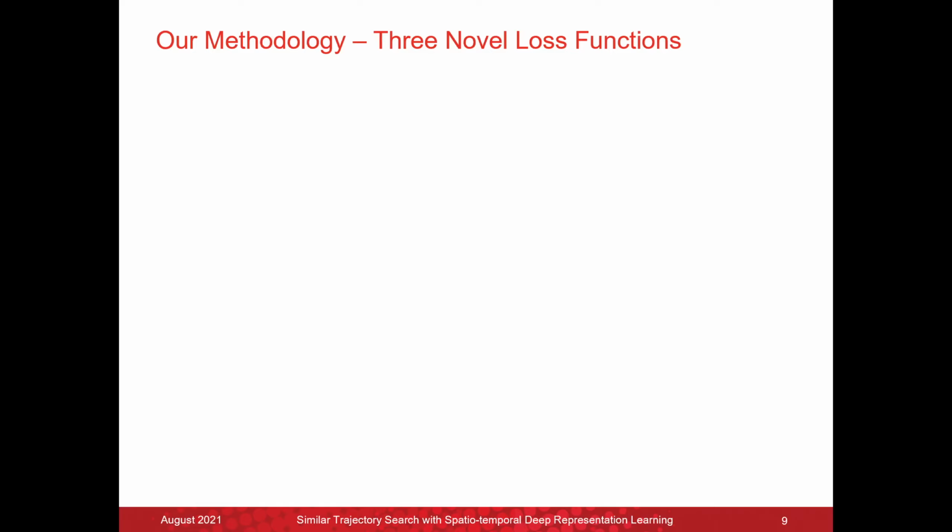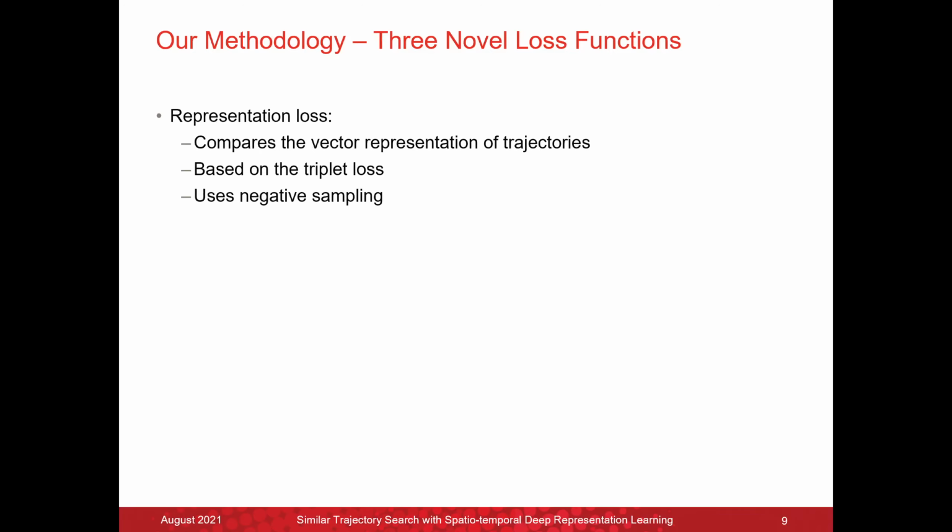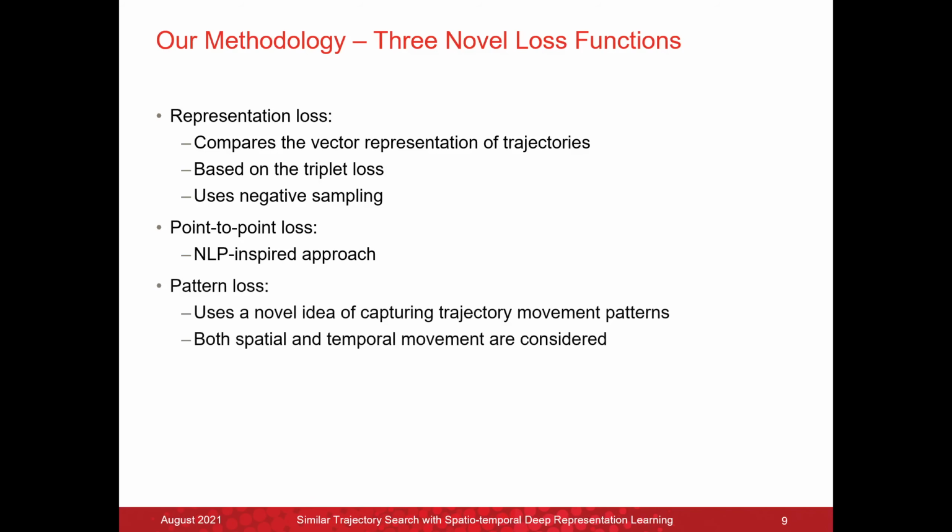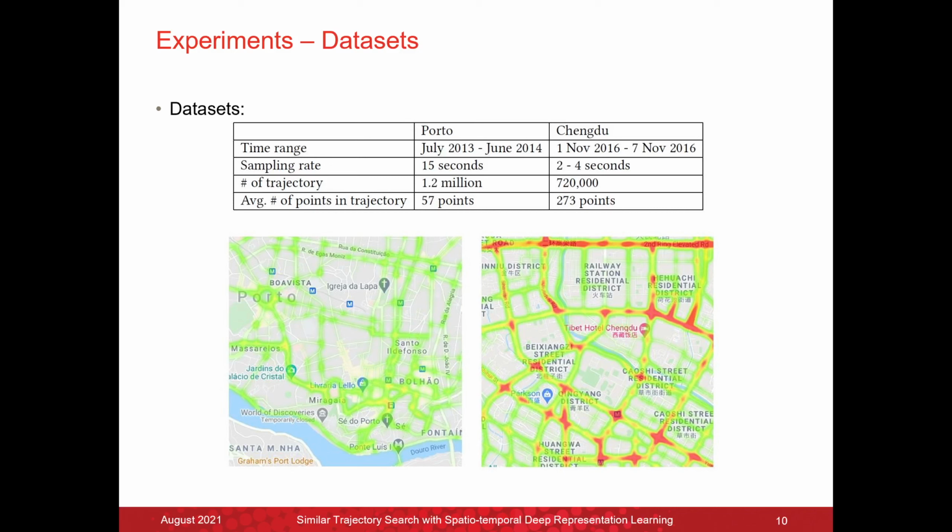To train the model, we use three loss functions. The first is the representation loss that compares the vector representation of the trajectories. This loss is based on the triplet loss and uses negative sampling. The second loss is the point-to-point loss, which is inspired by NLP. The third loss is the pattern loss, which uses a novel idea of capturing movement patterns of the trajectory both spatially and temporally. We use two datasets for our experiments, the Porto taxi data and the Chengdu taxi data.